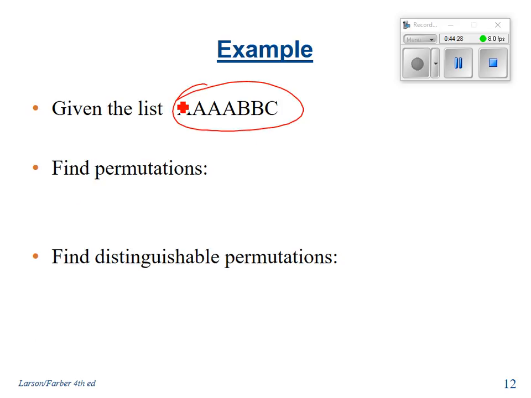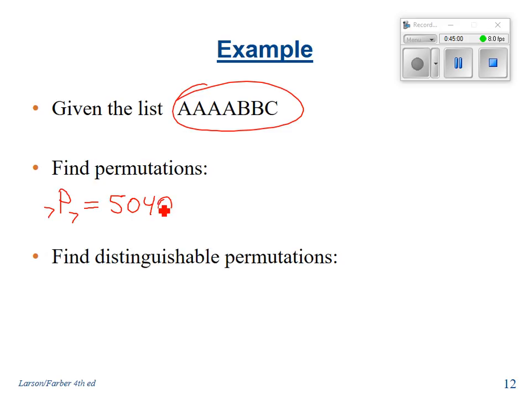Given the list, watch on this. This is a little more difficult. Given that list, 4 A's, 2 B's, and a C, find the permutations. So we want all the permutations. How many letters do we have to pick from? 7. And we're taking all 7 at a time because we're just finding the total. So on your calculator, somebody do that for me real quick. 7P7. 5,040.